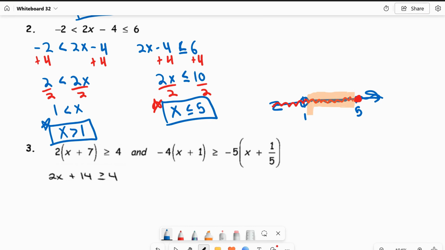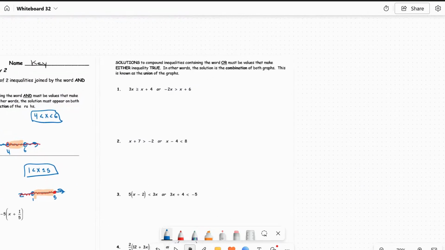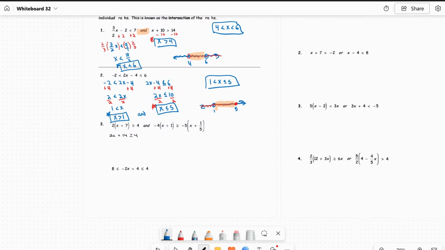If I wanted to write this up as one inequality, I would have 1 less than x, which is less than or equal to 5. But you wouldn't necessarily have to. Both of these with and in between would be sufficient as well. All right, so those are our and inequalities. Now we'll go on to our or inequalities. Make sure to try the bottom two on your own.